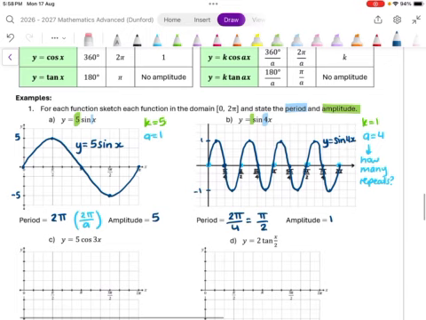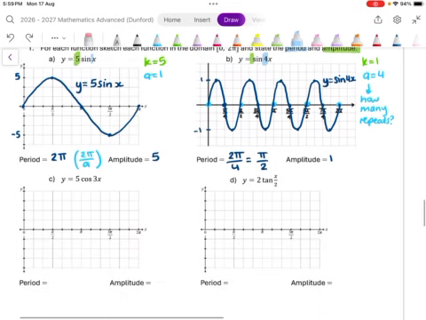See how that has repeated once, twice, 3 times, and finally a 4th time through on our domain of 0 to 2 pi.